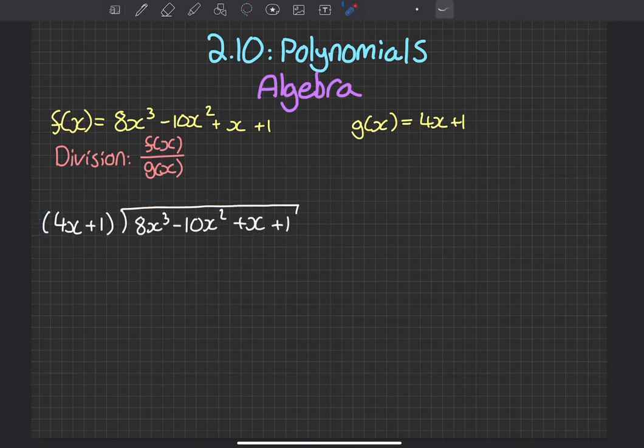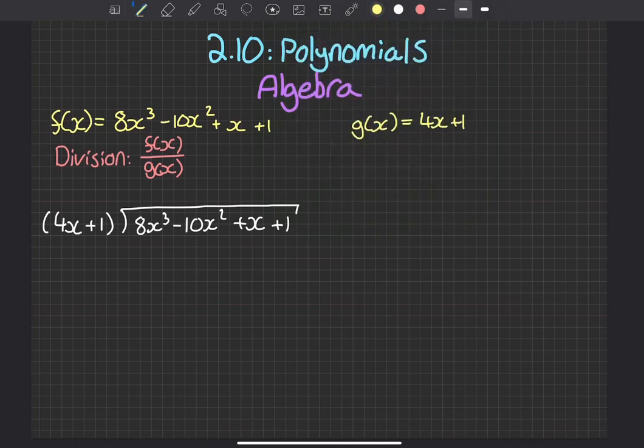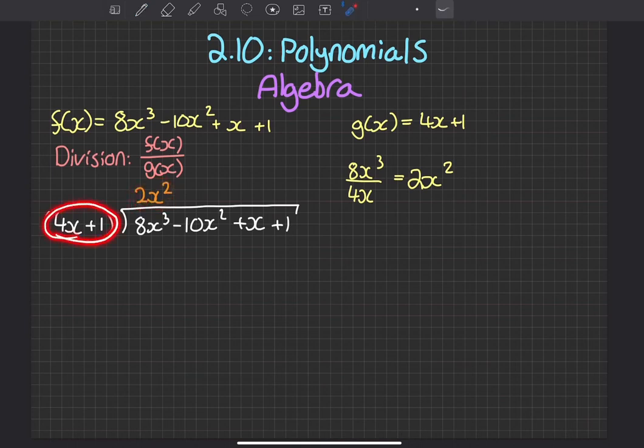And actually, let me move this down a bit. And the first step in long division is you want to divide the highest term, or the highest degree in f of x, by the highest degree in g of x, right? So let's do it with this color here. So you want to do 8x cubed divided by 4x. And this will give you 2x squared, right? 2x squared. And then you want to take this number here and you want to put it above the term that you divided by. So you want to put it up here.